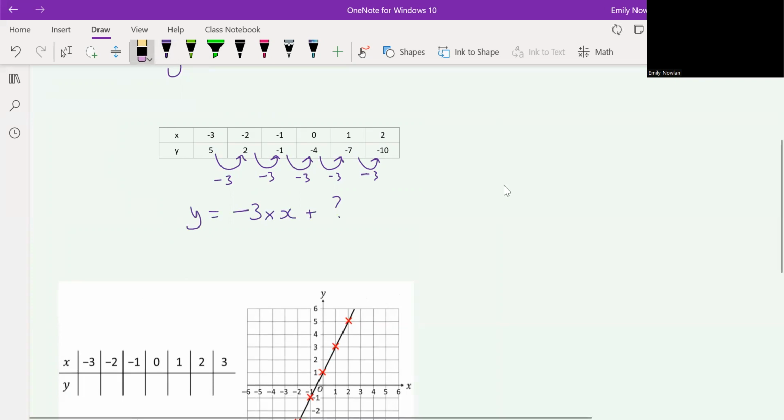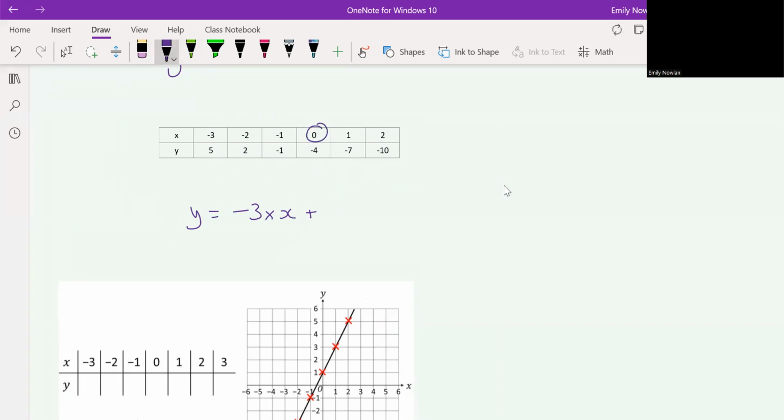Okay, we've done the times x bit. Now what's this plus bit here? Well, let's test it. Again, let's work with the positive numbers because it makes life easier. So minus 3 times 0 will give me 0. But where do I want to end up? I want to end up at minus 4. So what do I need to go from 0 to minus 4? I need to take away 4.